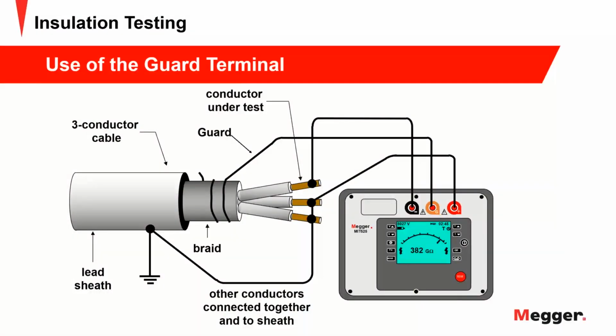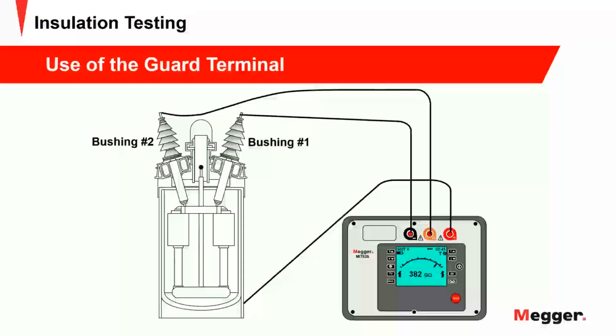So now we've engaged the guard terminal, and in this case we're looking at one phase to ground, but we've guarded out the leakage current that's flowing on the surface, because you may not be concerned with that. You want to take it out of your measurement. You want to see how much is getting through your insulation. Next. This is just a couple quick looks at different types of setups using a guard terminal. Here we've guarded out bushing 2, and we're just looking at bushing 1 to ground. Next.